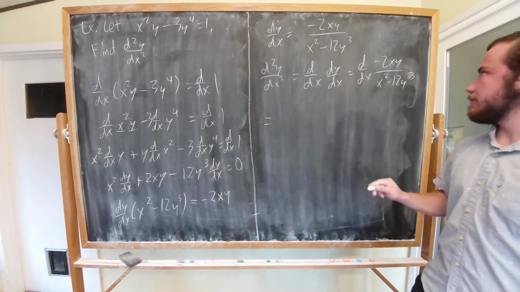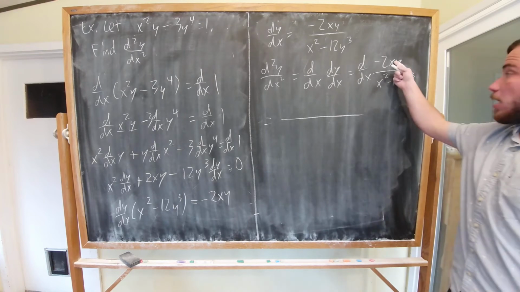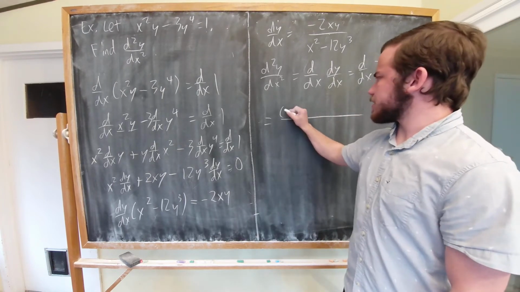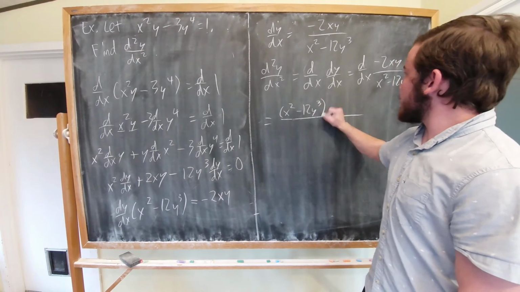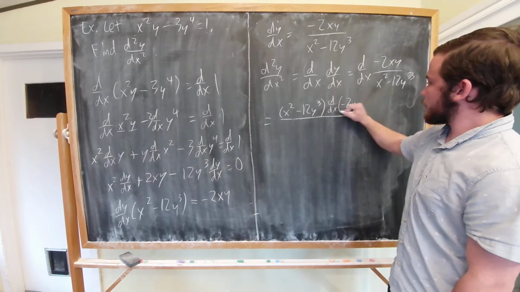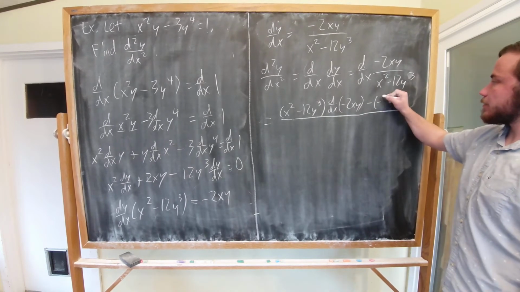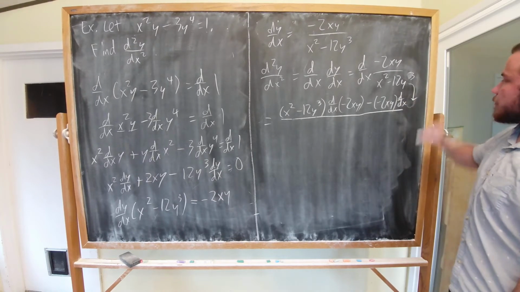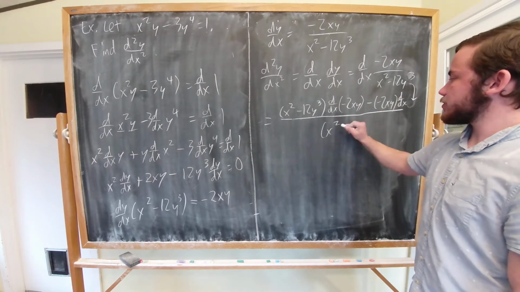Okay, computing this derivative, unfortunately, this is going to be a kind of nasty one. We have a quotient, so we're going to use the quotient rule. And let's remember, quotient rule is bottom times derivative of the top, minus the top times the derivative of the bottom, all divided by the bottom squared.